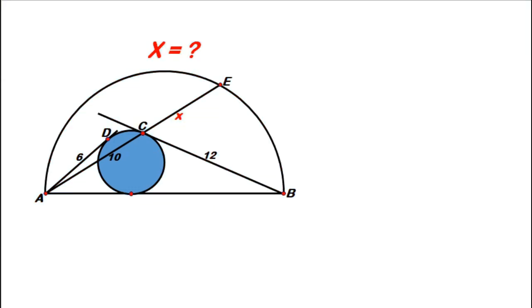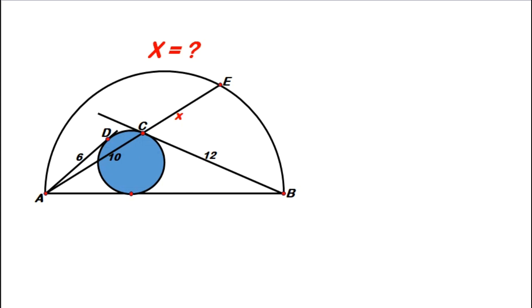Now we will start by analyzing these figures. We have a semicircle, and we have a chord from A to E. We have AB as the diameter.